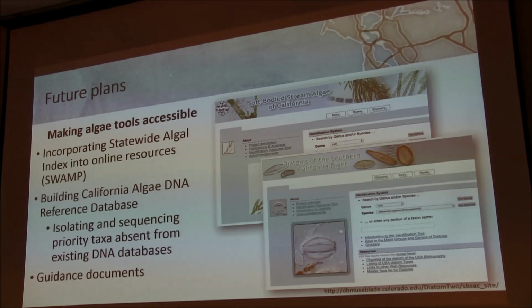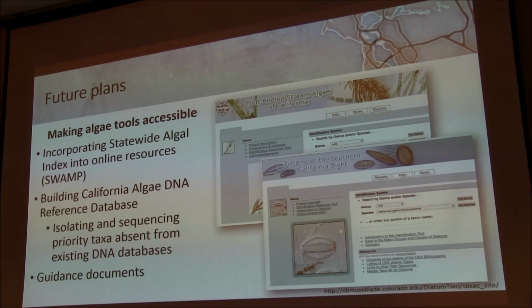So some of the ways that we envision being able to do this is incorporating the forthcoming statewide algal index into online resources. So both through the SWAMP portal, but also have a standalone resource where if you're generating taxonomy data, you'll then be able to calculate your algal indices. We also envision building a California algae DNA reference database. So what does that mean?